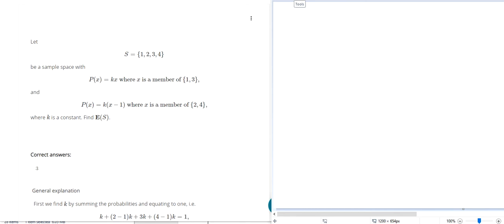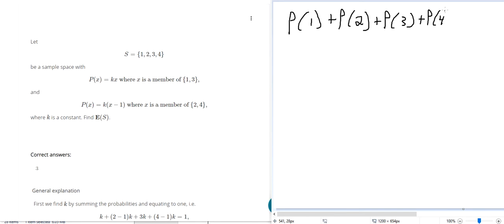So what we can do is first find the probability of each event. If we add up all the probabilities of the events, then we can find out what this k number is, because we can use this fact to make an equation. All the probabilities of an event should add up to 100%, should add up to 1.